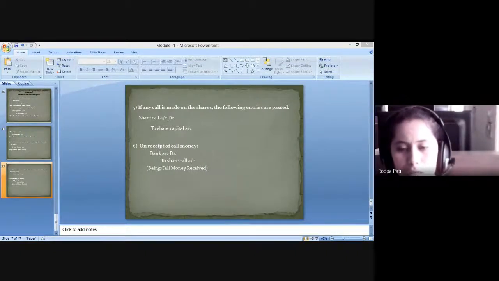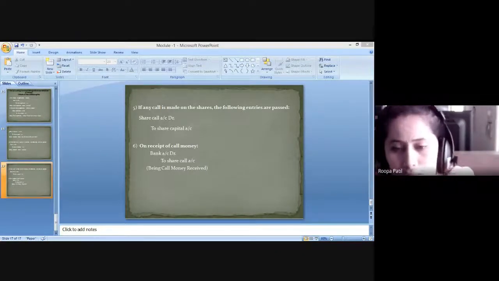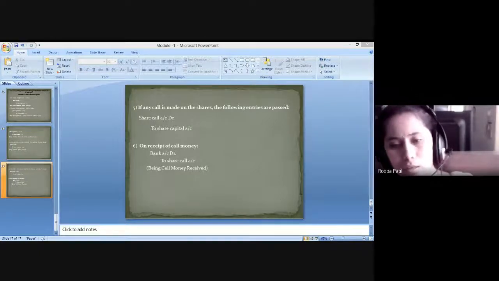In total you need to keep in mind the four entries: first the share application phase, second the allotment phase, third the call. It may be first call, second call, or final call, depending on the problems. How many calls the company uses depends on the problem, and the journal entries are solved accordingly. So the first is the application, and the application relates to two entries: receiving and transferring.